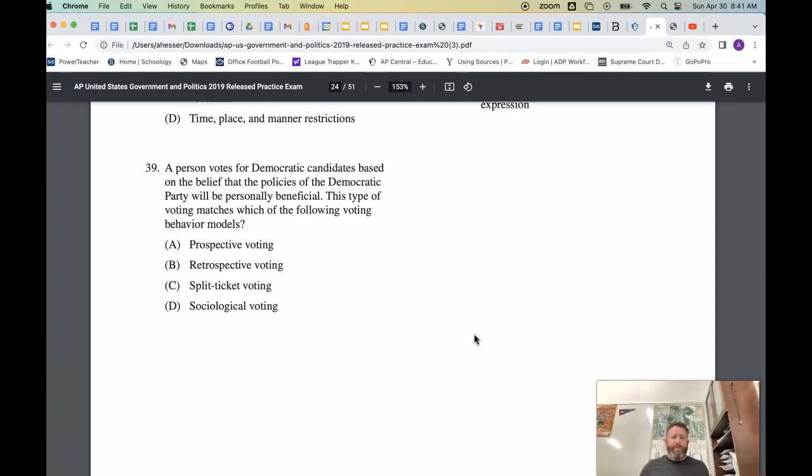39, a person votes for Democratic candidates based on the belief that the policies of the Democratic Party will be personally beneficial. This type of voting matches with which of the following voting behavior models? We talked about these briefly. You just have to know what these terms mean. Prospective and retrospective voting. Split ticket voting and sociological voting. Those are terms that don't show up as specifically, and we probably don't have to know them.